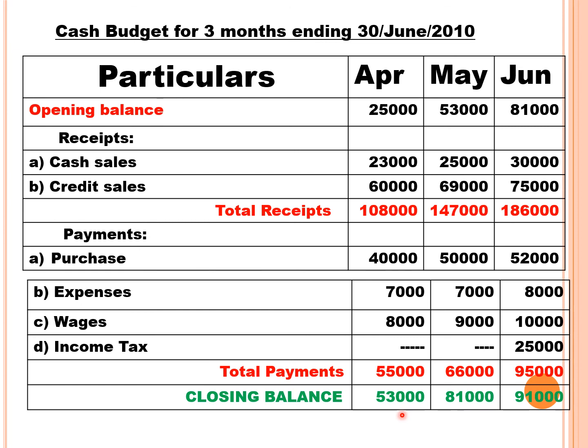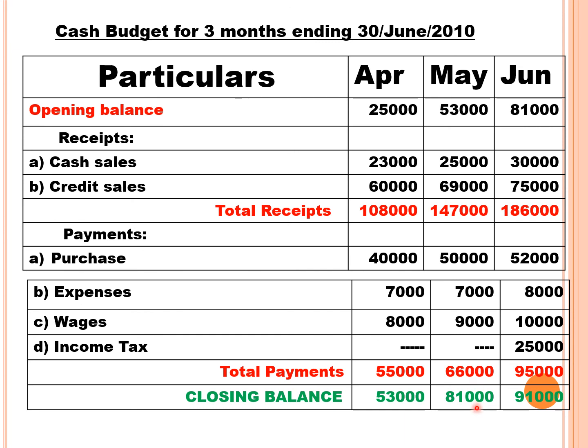So closing balance of April will be the opening balance of May. Next, we have cash sales of May and credit sales of April. April credit sales you receive in May. So with all the three, you get total receipt 1,47,000. Purchases: March purchase you pay in May. April expense you pay in May. And April wages you pay in May. So total payment is 66,000. So closing balance you get is 81,000.